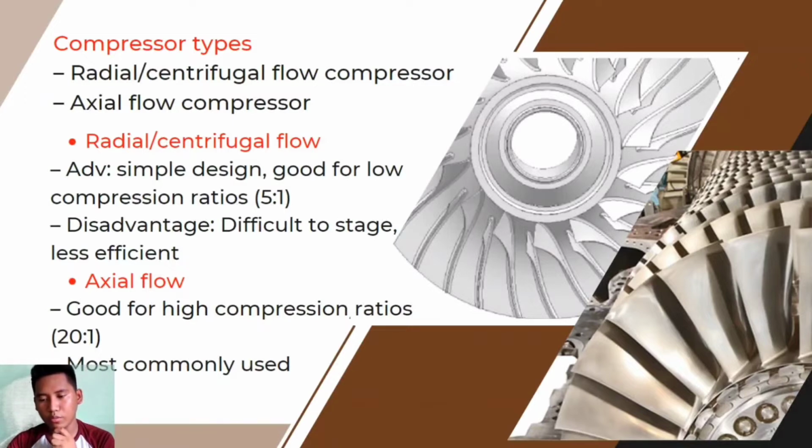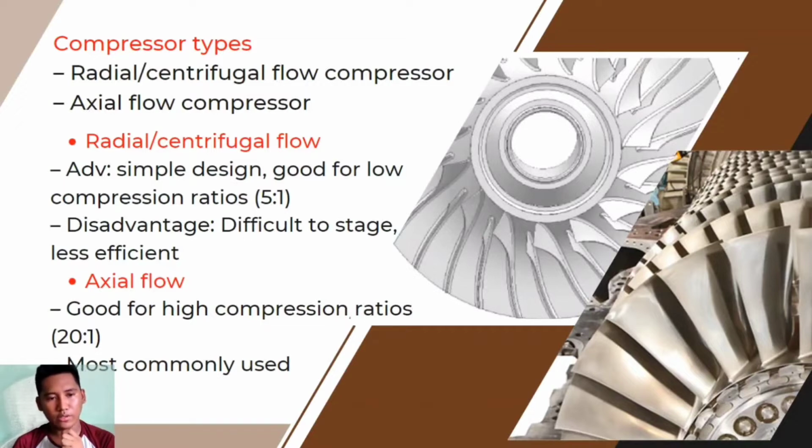While this may be desirable for most permanently installed large power plant applications, it is not practical for small portable power generation applications. The advantage of radial centrifugal flow is its simple design, good for low compression ratios of 5:1, while the disadvantage is that it is difficult to stage and is less efficient.